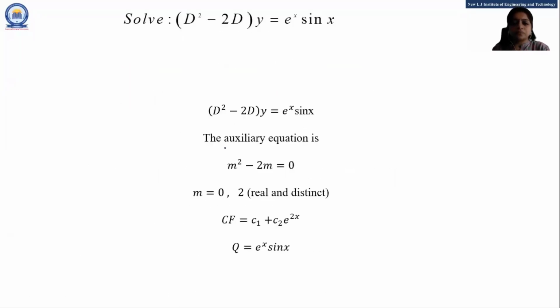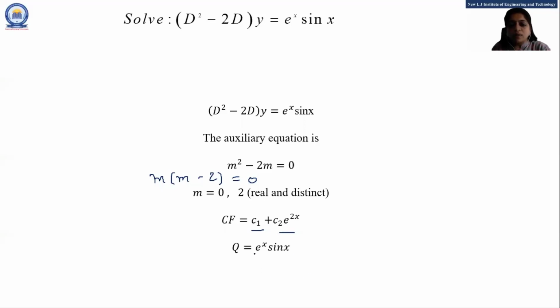See, this is our auxiliary equation: m square minus 2m. So if I take m common, m into m minus 2, right? So two different roots are there, 0 and 2, and both are real and distinct. That's why our complementary function is c1 plus c2 e raised to 2x.